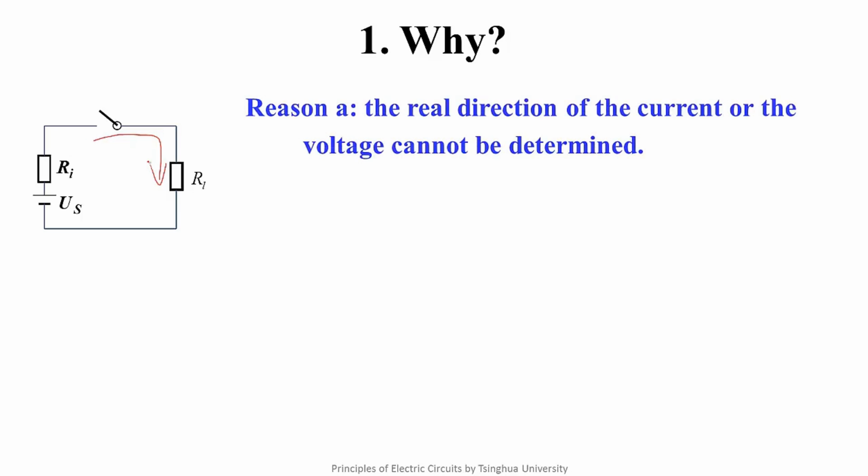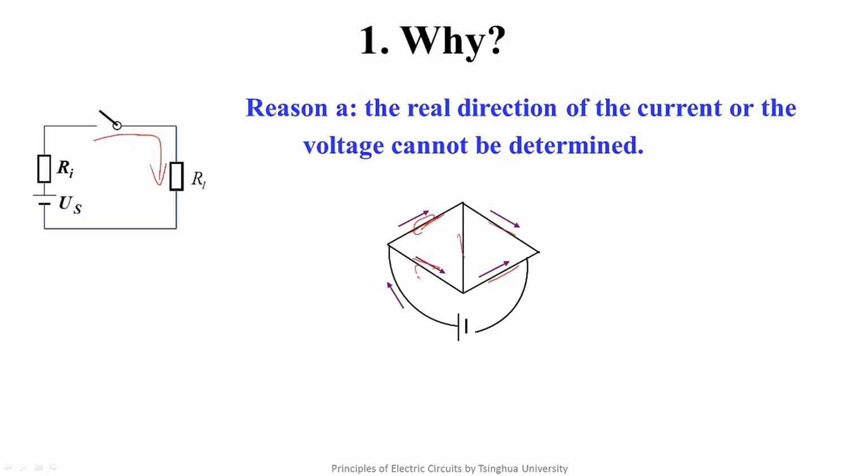But as we've discussed in lecture 1, for some circuits, the real direction of the current or the voltage cannot be determined in advance. For example, we can think there's an element on every line of the circuit. Furthermore, the directions of the currents of these elements can be determined because the left voltage is higher than the right voltage. But for the element in the middle, its current direction cannot be known in advance. We've talked about it in lecture 1.